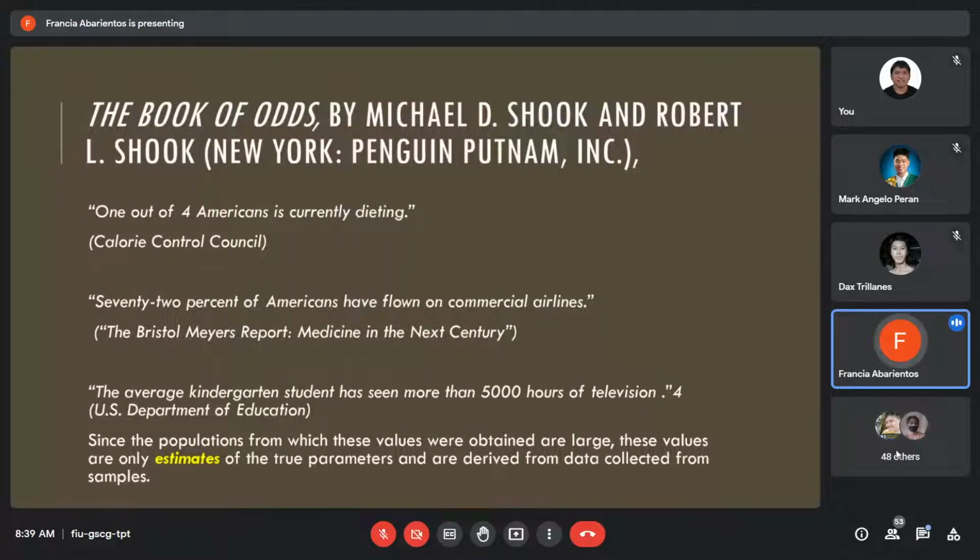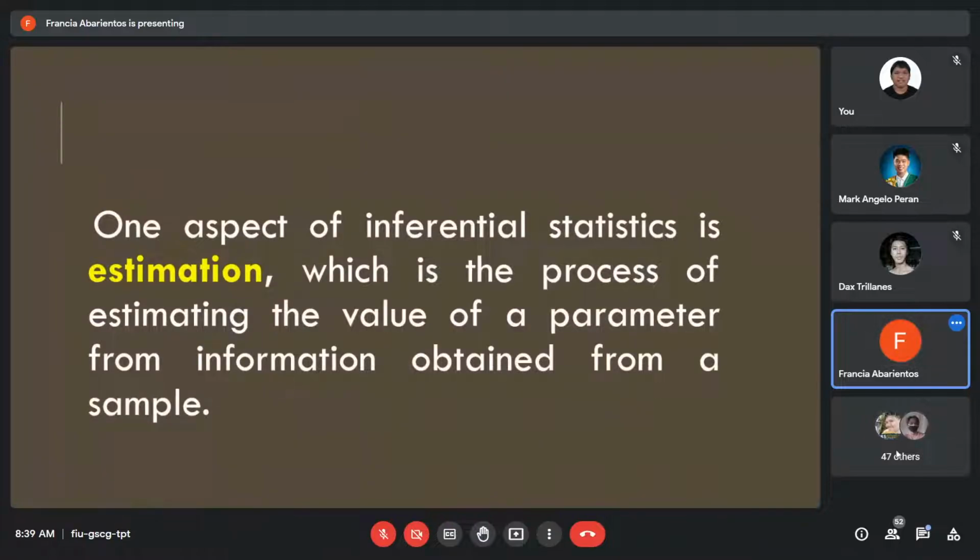For example, we have 1 out of 4 Americans is currently dieting. Okay, from the Calorie Control Council. We have 70% of Americans had flown on commercial airlines. So, ganyan class yung mga estimation natin. Okay? So, sabi ko nga, one of the aspect of the inferential statistic is estimation. So, estimation is the process of estimating the value of a parameter. Yan, huwag natin kakalimutan.